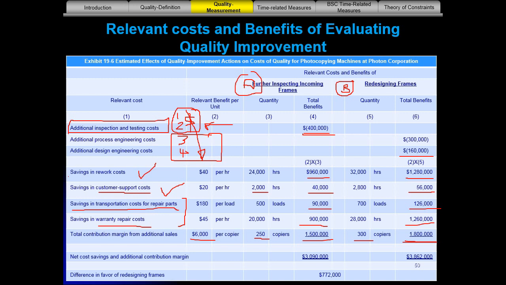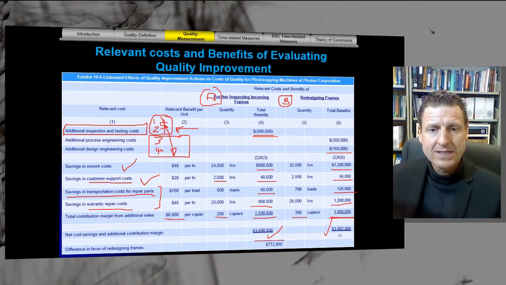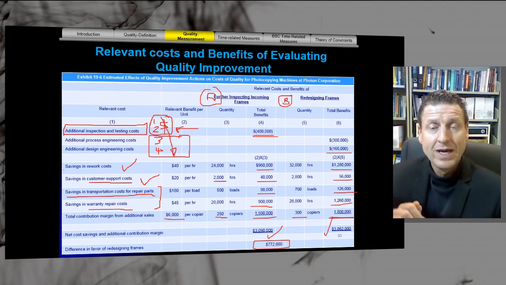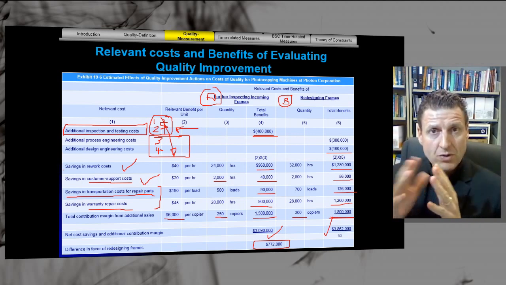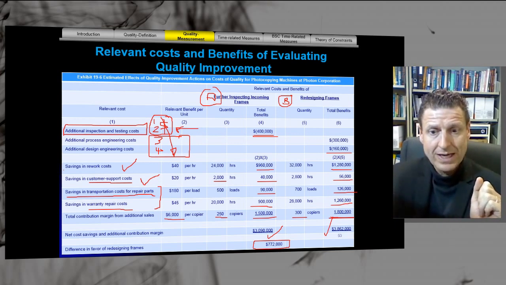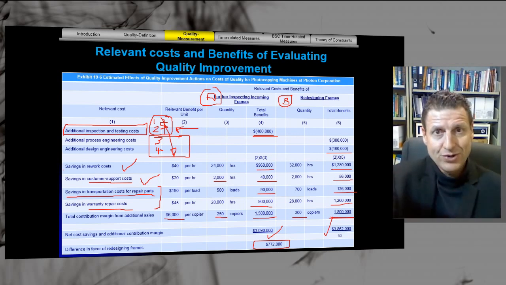So the net savings, additional contribution margin under A is 3.09 million and under B is 3.862 million. So the difference in favor of B is 772,000. So in the end, you can go back to the manager, the CEO, or your direct report and say, look, you're giving me this money. I have looked at two options, A and B. I've chosen B because I believe these are the savings we can achieve with option B. And here's my justification. Do you approve? Do you not approve?